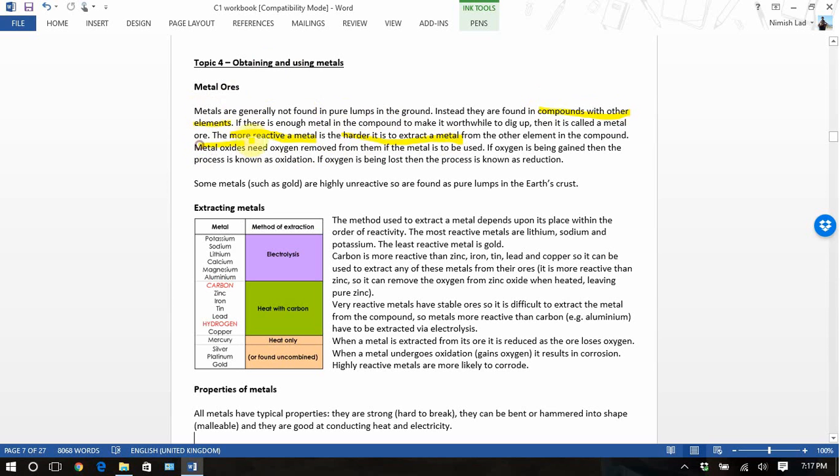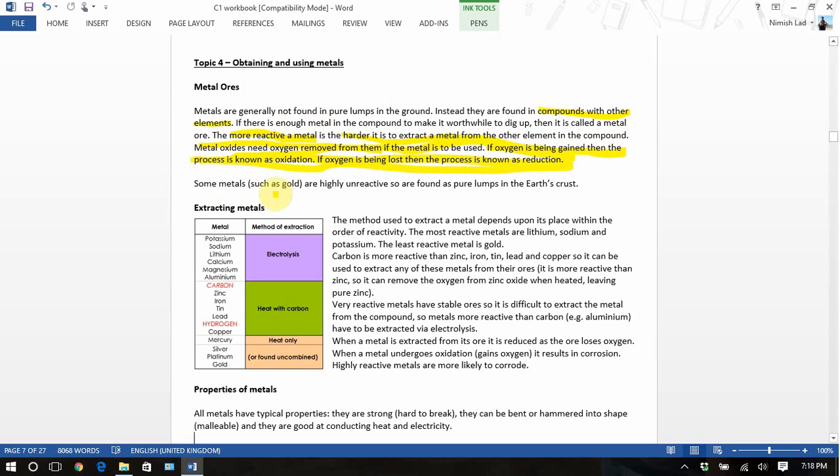Metal oxides need oxygen removed from them before the metal is used. If oxygen is being gained in the process, it's known as oxidation. If oxygen is being lost, it's called reduction. That's a key idea. So if you have a metal oxide and you want to get rid of the oxygen, that's reduction. However, if you want to add oxygen, that's oxidation.